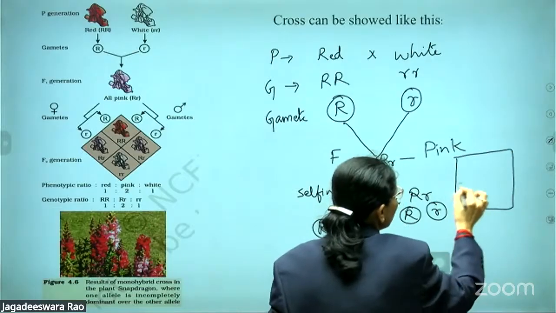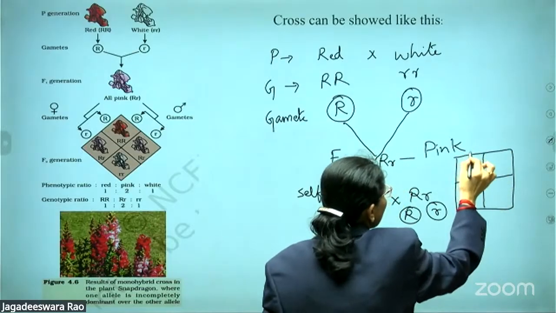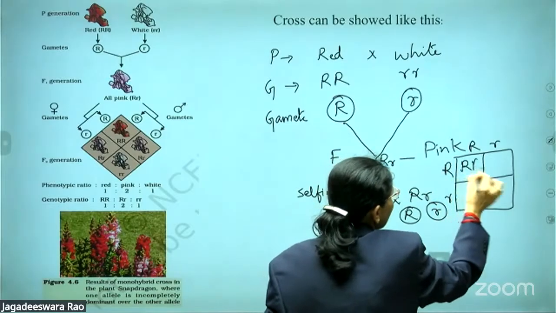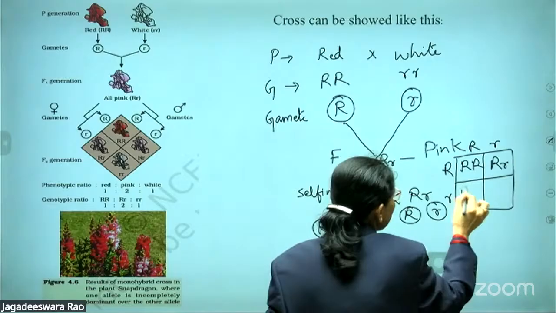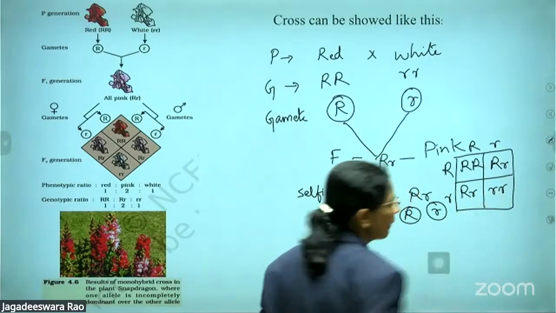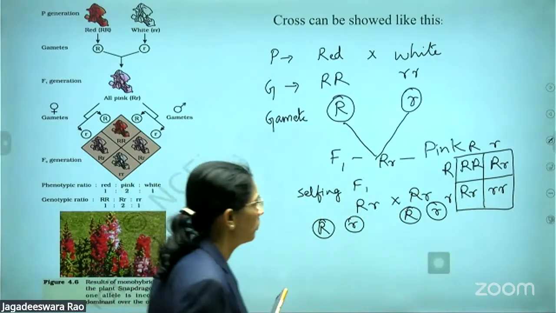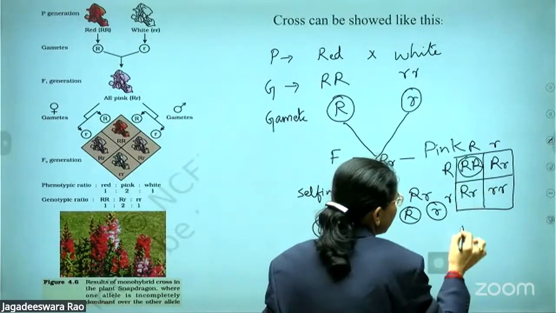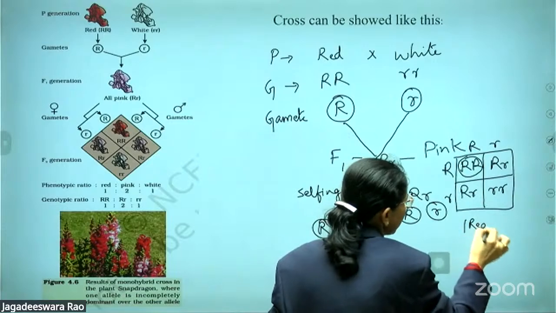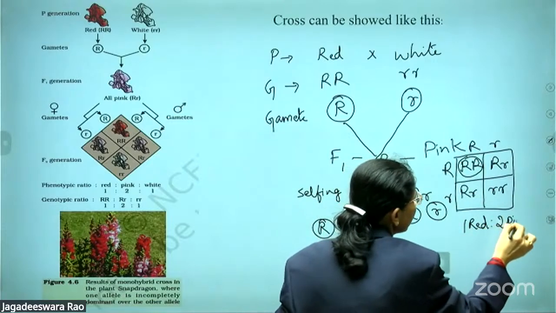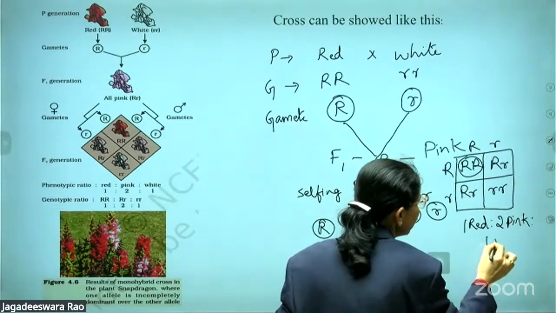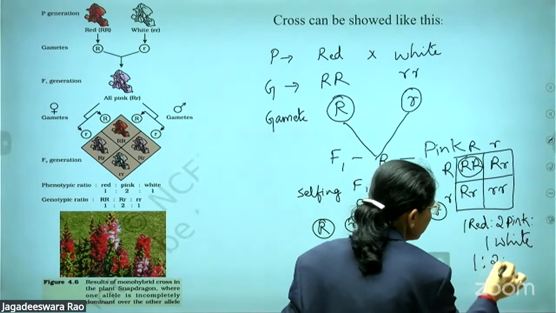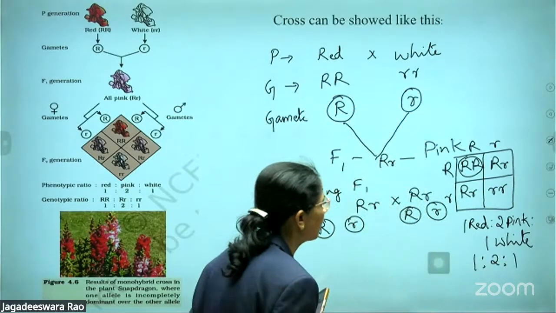So 4 squares we are using here. Capital R small r, capital R small r. So capital R capital R, capital R small r, capital R small r, small r small r. According to Mendel, what should be the ratio? Phenotypic ratio should be 3:1. But here, 1 red and 2 pink and 1 white. What is the ratio? That is 1:2:1. What is the genotypic ratio?